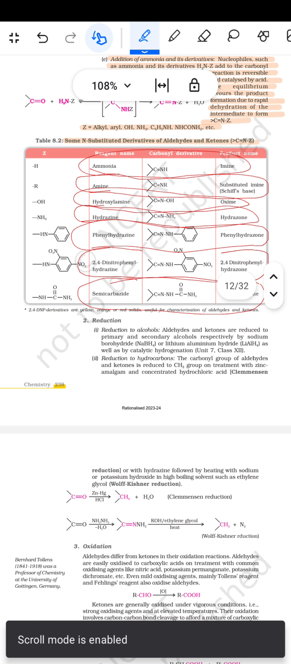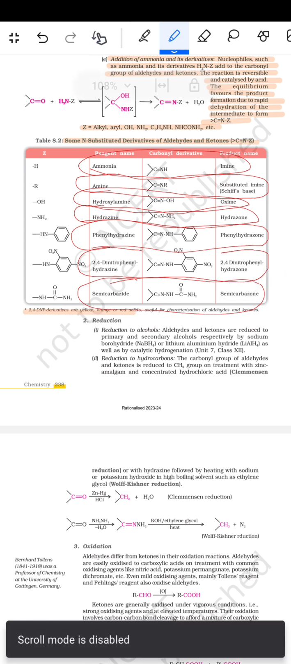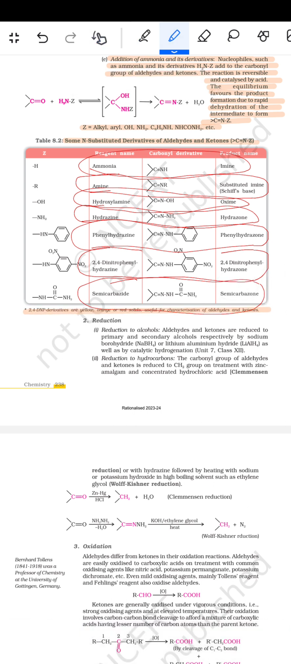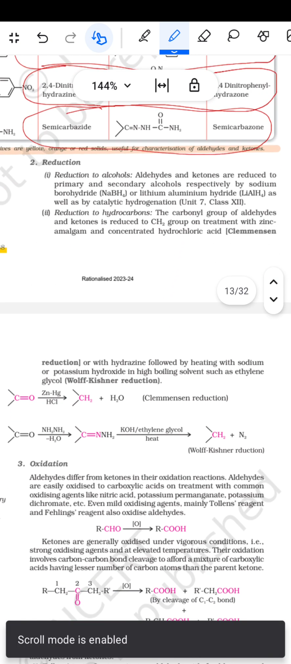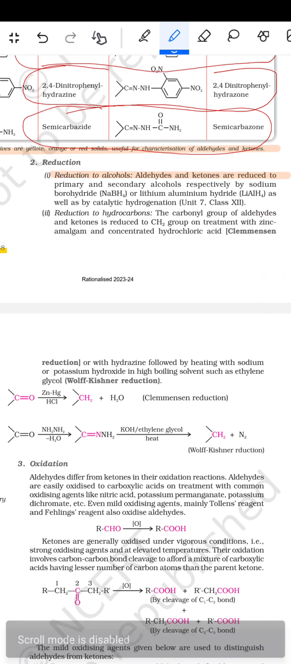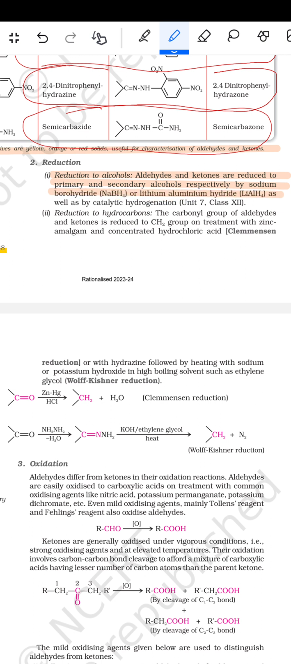फिर 2,4-DNP derivatives are yellow, orange or the red solids useful for the characterization of the aldehydes and the ketones. Now the reduction to the alcohols. Aldehydes and the ketones are reduced to the primary and the secondary alcohol respectively by the sodium borohydride or the lithium aluminum hydride as well as by the catalytic hydrogenation.